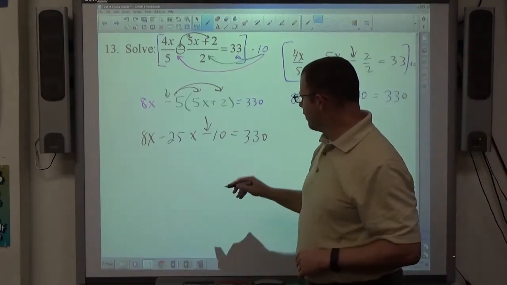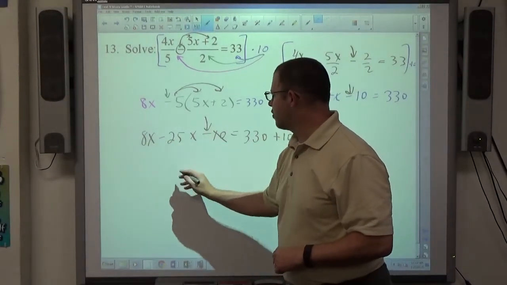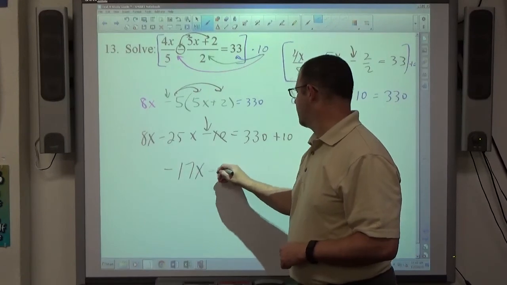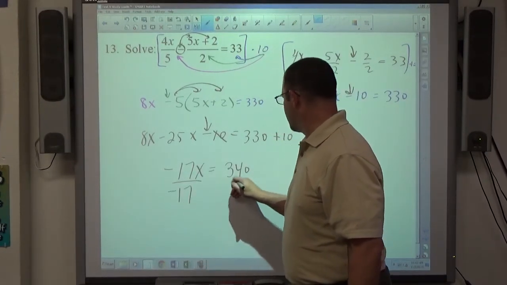What's left to do is to simplify and then solve. I'm going to move the 10 to this side. 8x minus 25x is negative 17x. 330 plus 10 is 340. We divide both sides by negative 17.